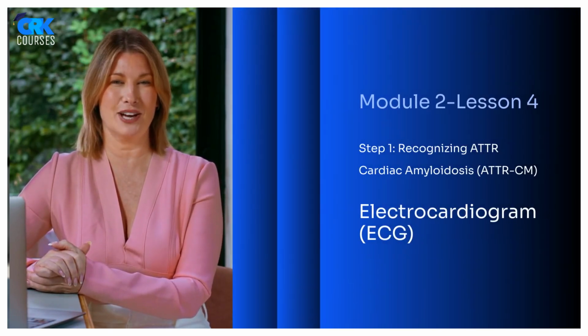Welcome back to our continuing journey through step 1 of diagnosing transthyretin cardiac amyloidosis. In this lesson, we shift focus from red flags and systemic clues to the core of cardiological evaluation: electrocardiography, echocardiography, and laboratory investigations. We'll explore the classic ECG patterns that should raise suspicion for amyloidosis, like low QRS voltage and pseudo-infarct patterns. But we'll also discuss why a normal ECG doesn't rule out the disease.